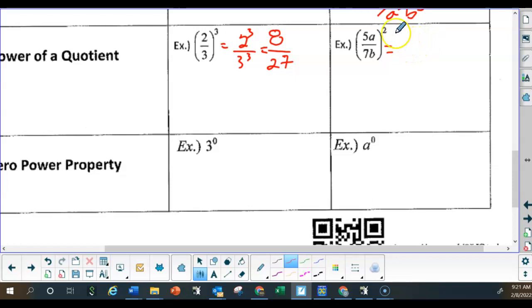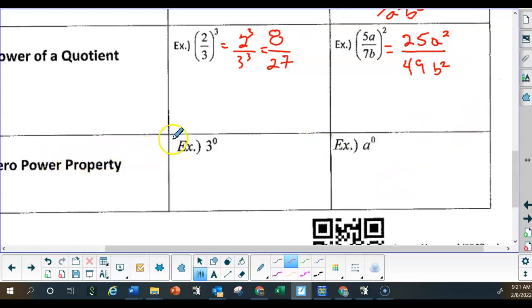Okay. So the 5 squared is 25. A squared is a squared over, and the denominator also gets squared, 49 over b squared.